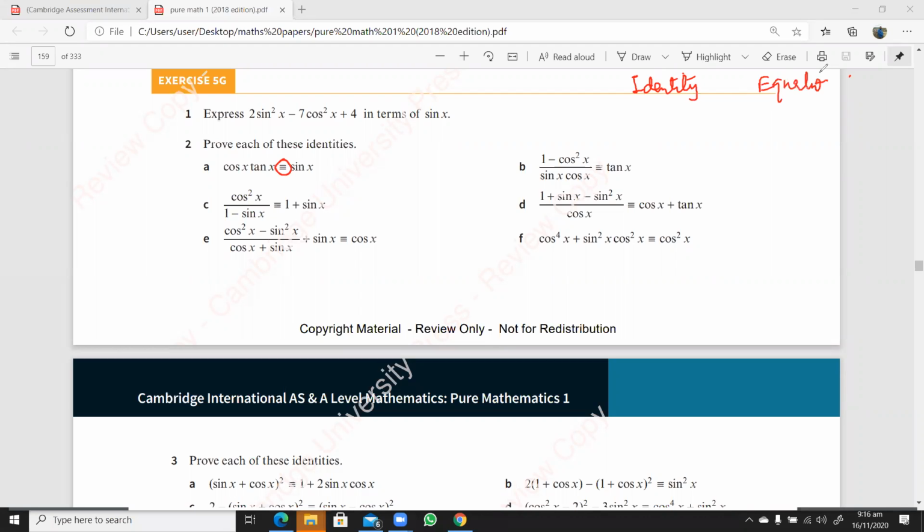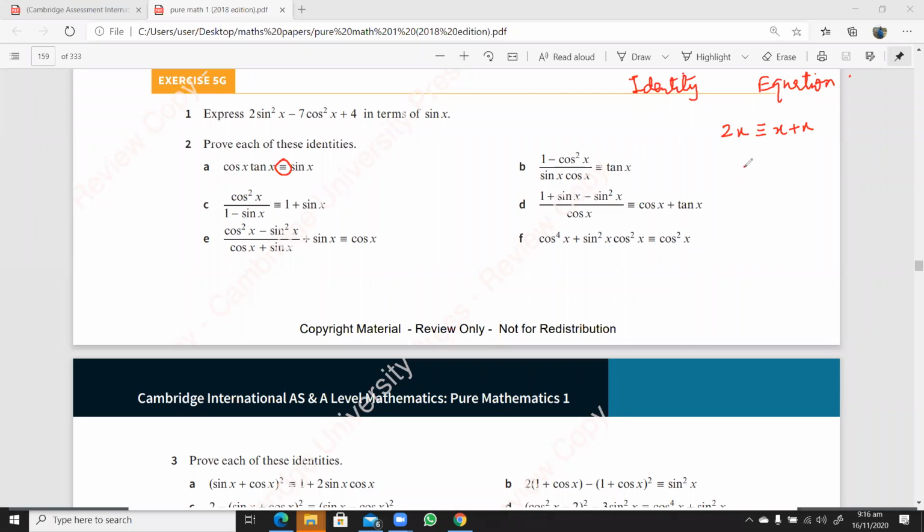An identity is true for all values of x, but an equation is only true for certain values of x. Very good, very brief and very accurate. For example, 2x is the same as x plus x. So this is an identity, okay? You cannot solve it. If you start solving this, you will have no result. But you can put any value of x on both sides of this identity, okay?